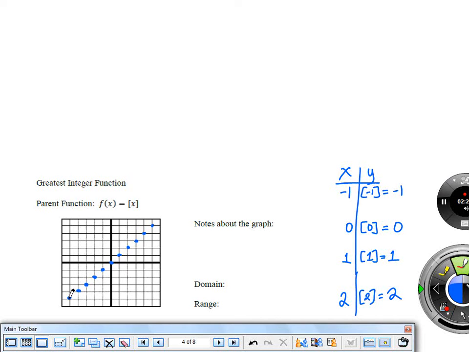So let's look a little deeper at what happens when you plug in values between the points that we acquired. So what happens when I plug in 0.3? Yeah, 0.3 gets rounded to 0. Okay? So 0.3 comma 0 would be a point on my graph. What if I plug in 0.9? Yeah, it also gets rounded to 0. So we normally would want to round 0.9 to 1.